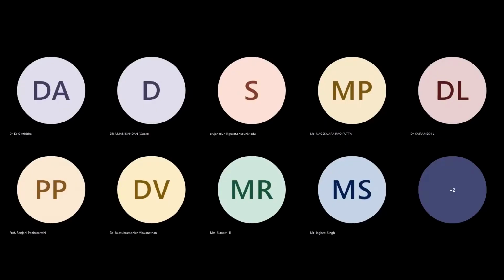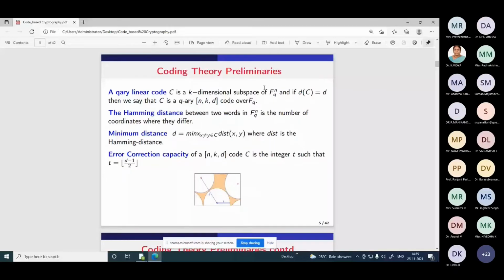What the parameters mean is how we are choosing the field, the length n, and the subspace of dimension K, and that my error correcting capacity depends on D. The D is nothing but the minimum distance of the code. When you have all this, then you can find out the error correcting capacity.